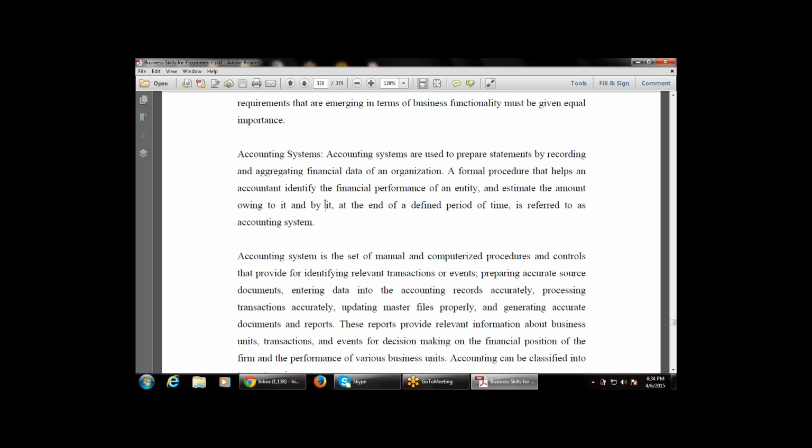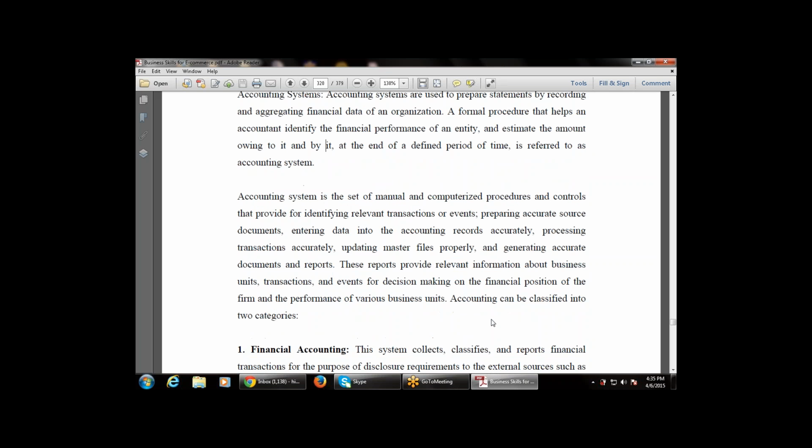In simple terms, whatever the money terms, whatever the sources, whatever the relevant transaction that has taken place, that will be collected in accurate documents and the report prepared on the basis of that accounting system. These reports provide relevant information about the business units, transactions, and events for decision making on the financial position of the firm and the performance of various business units.